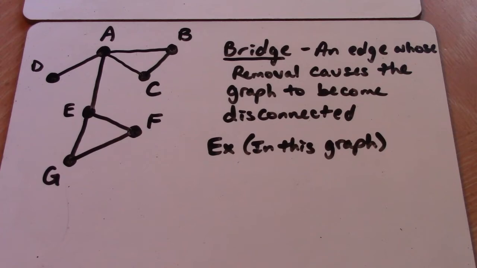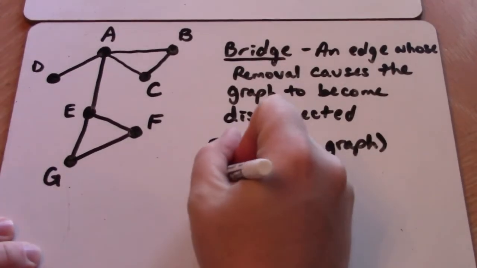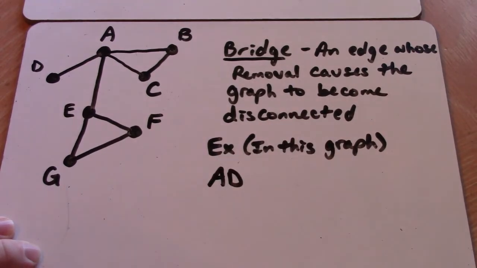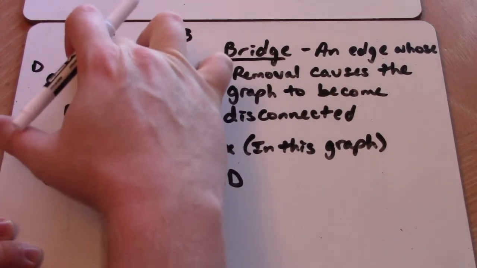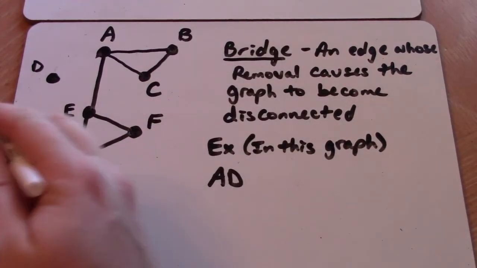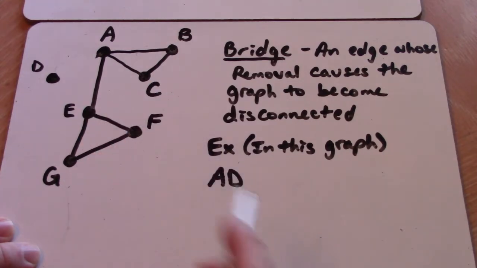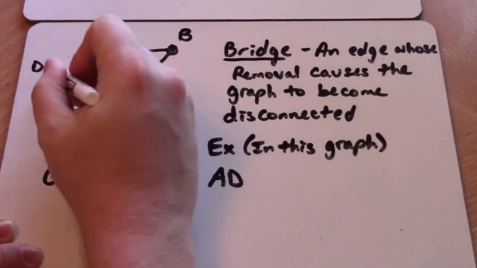There are 2 bridges in this graph, 2 edges who, when they are removed, the graph is no longer connected. Please pause the video and find those 2 edges. Okay, those 2 edges are edge AD. If it is deleted, then D becomes disconnected from the rest of the graph, like so. See, now D is no longer connected to the rest of the graph. That makes AD a bridge.